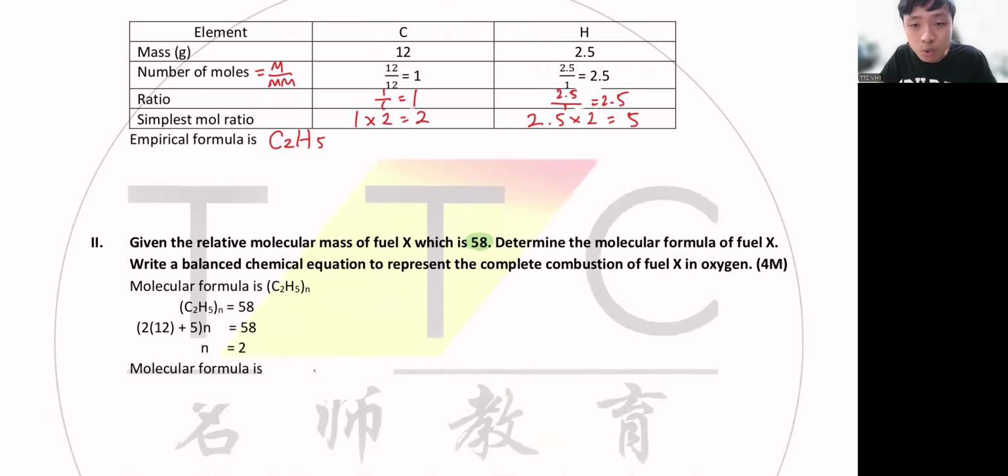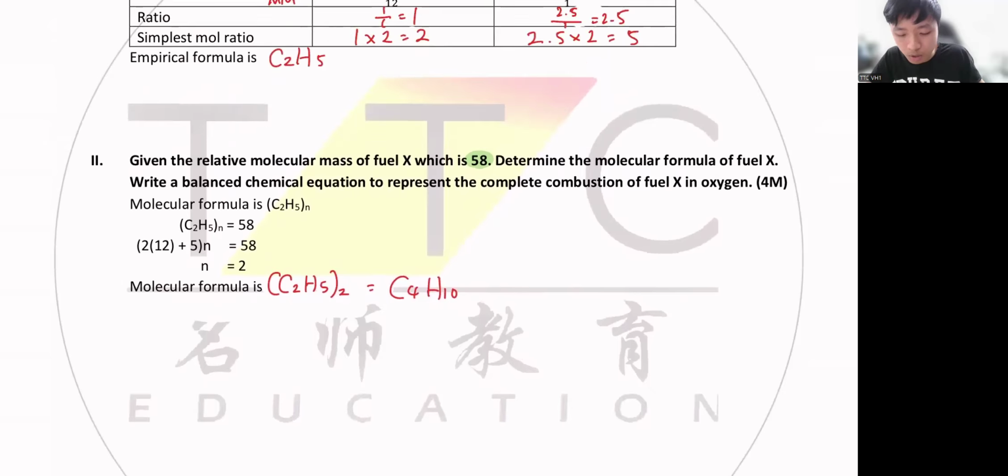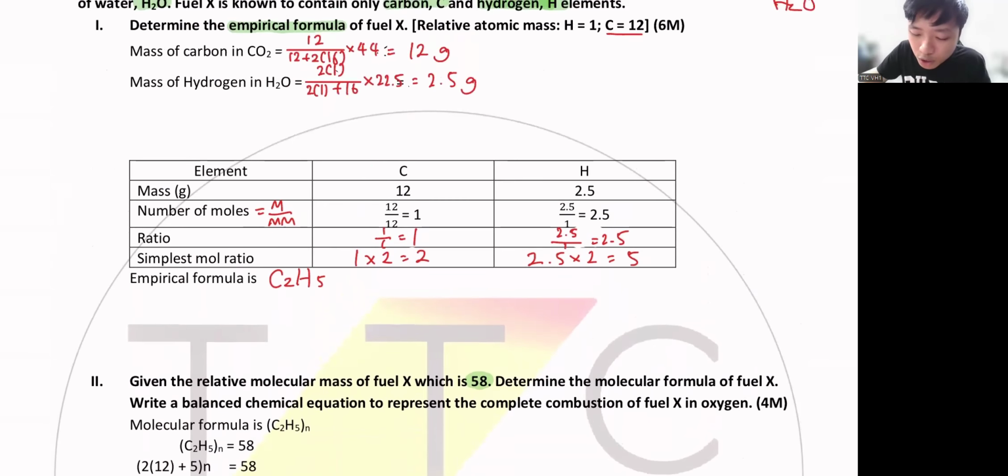So n equals 2. n equals 2 means you just times 2 for the empirical formula. So you get C4H10. If they come out with a tricky question, it's not so easy. Sometimes some schools come up with hard questions, so it's not so direct.